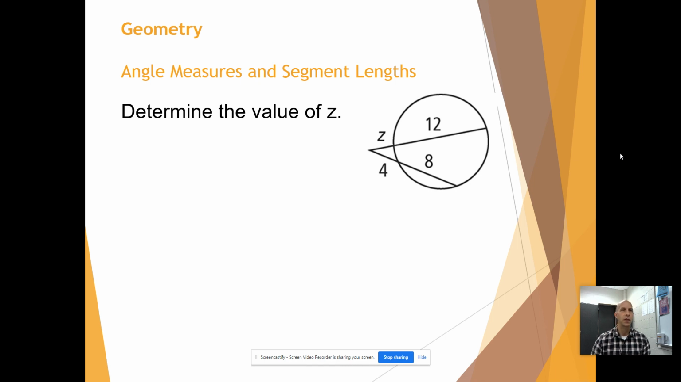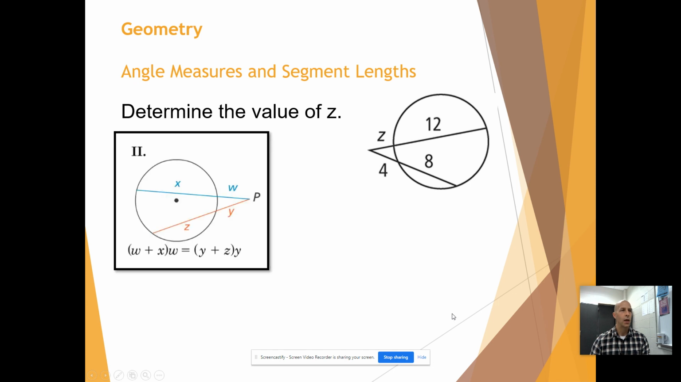These two segments to this circle are called secants, and they intersect out here at this point. We know that the length of this segment piece is z, this piece is 12, this piece is 4, and this piece is 8, and we're asked to find the value of z. So we're going to use Theorem 12.5, and this is graphically the theorem that we're going to use.